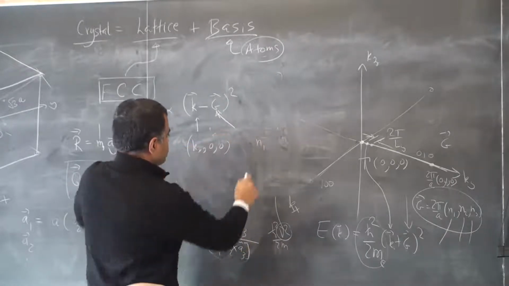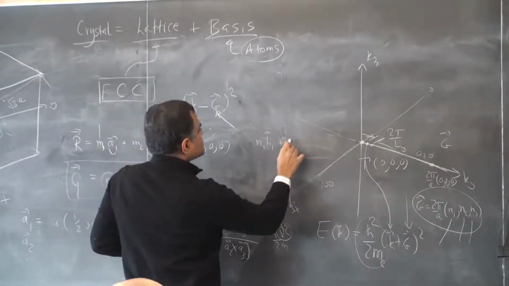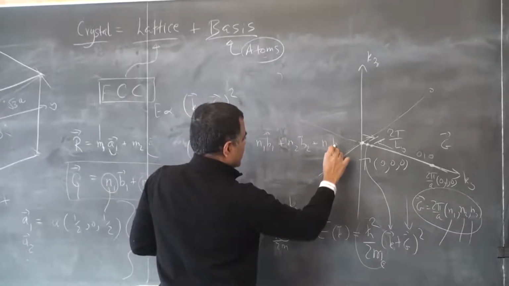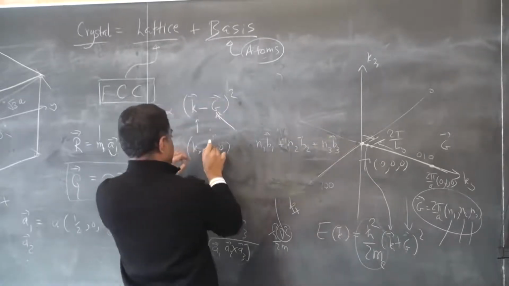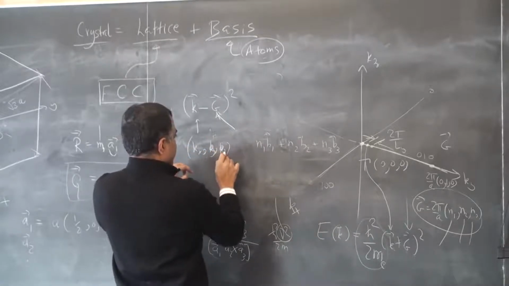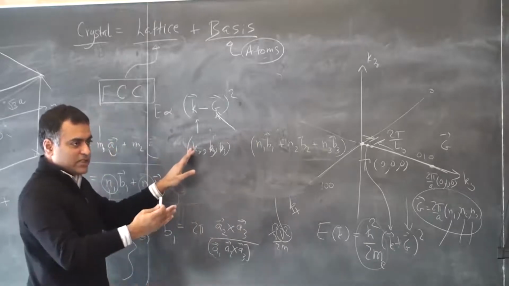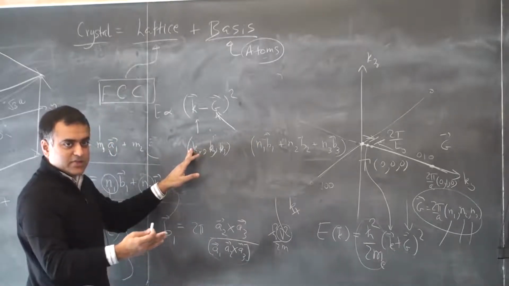So this is just for the special case of gamma to X. When you go from any other point to any other point, you have to pick the direction between the points. Correct, absolutely. So for any general direction, you can assume kx, ky, kz, and you can assume a g vector like that, take the difference, take the absolute square, and plot it. Does that make sense? That's what we're really doing.